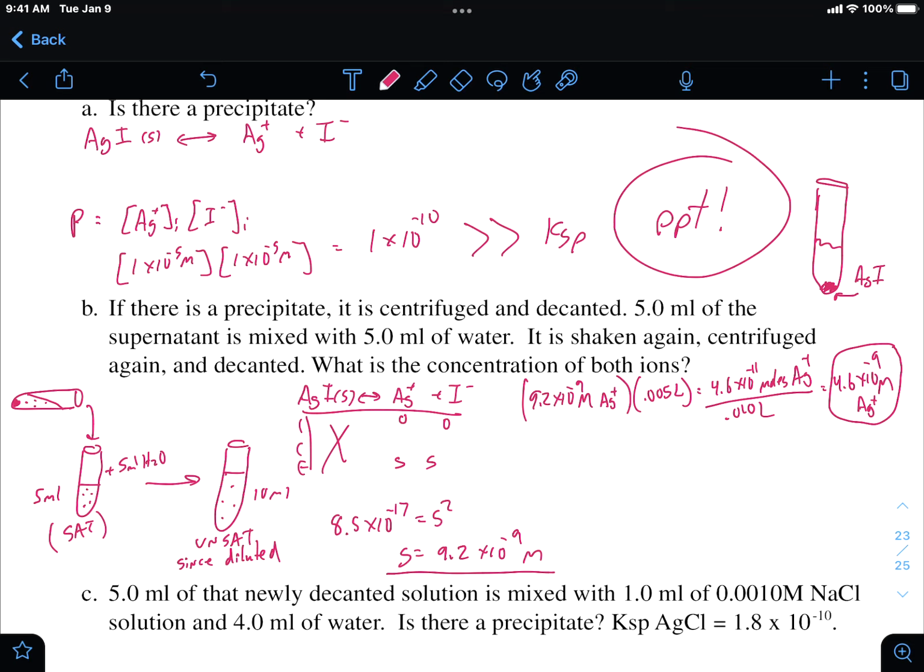All right. So here's what happened. We took the solution, we added water to it, and now we have the concentration of both ions. What we need to do is determine if this will precipitate again, right? So we need to take these concentrations. So 4.6 times 10 to the negative 9th molar silver, and that's the concentration of both, right? You guys okay with that? Because it's a 1-1 ratio. We did the exact same thing. So let's solve for P and see what happens with these values.